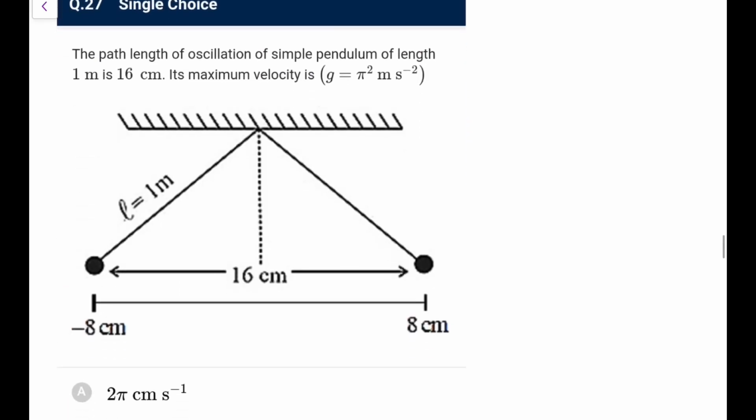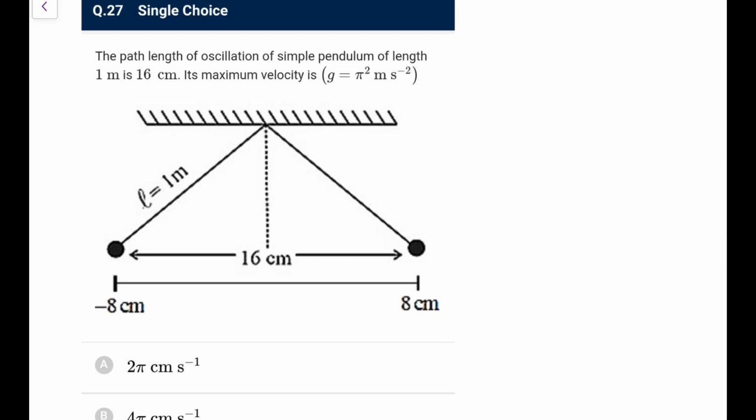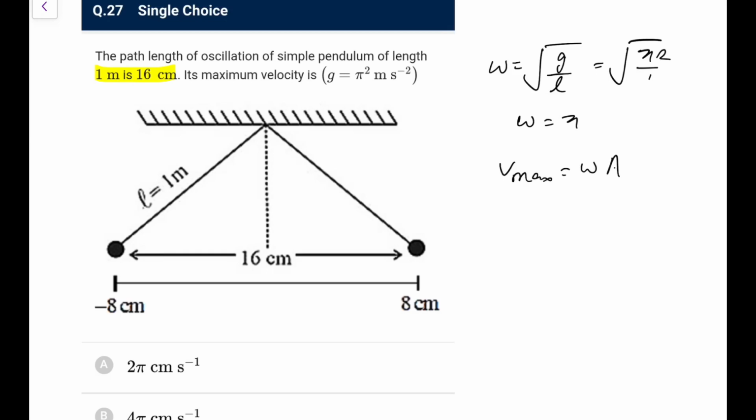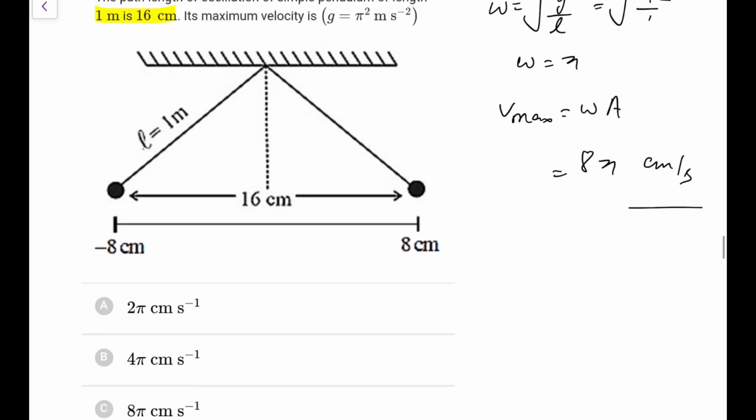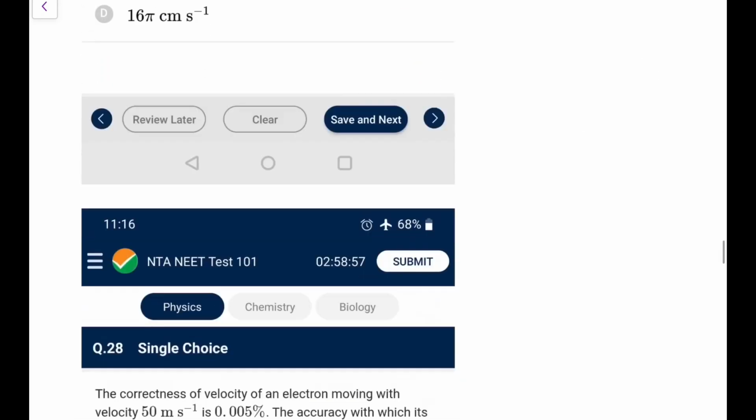Again, it's not easy, I can tell you. The path length of oscillation of a simple pendulum of length 1 meter is 16 centimeter. The maximum velocity is? Now typically this is not the path length we talk about in that sense. But if they have talked about it, I can't help. So its maximum velocity is going to be, because length is given, you can directly write omega is the root of g by L. So that is pi square by 1. So omega is pi. So you can directly go for V max would be equal to omega A, and it would be 8 pi centimeter per second. That is the way the question wants you to answer.